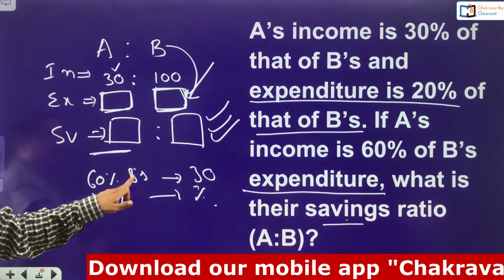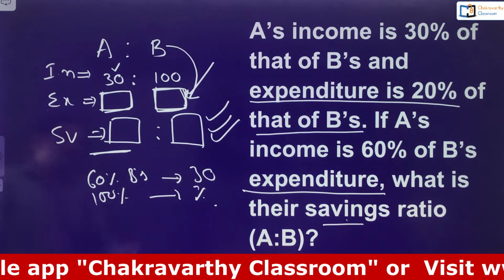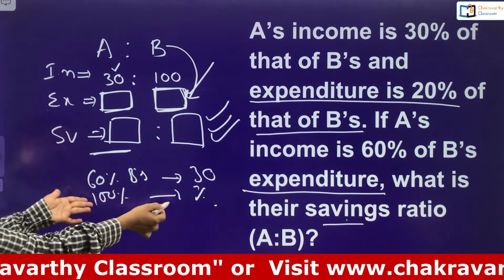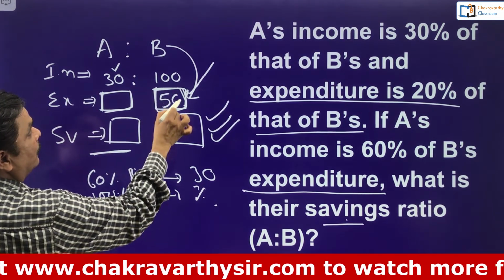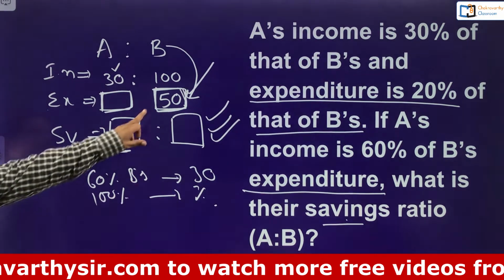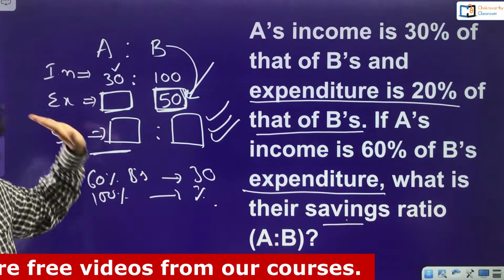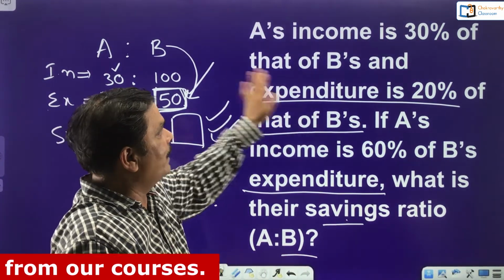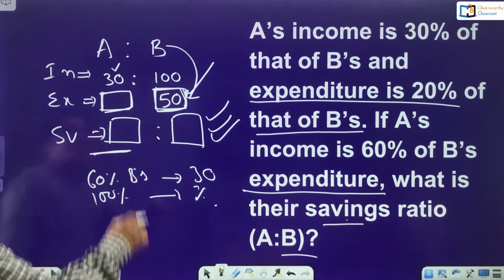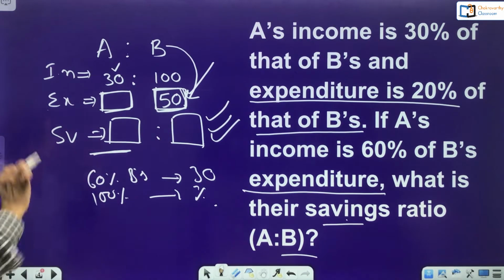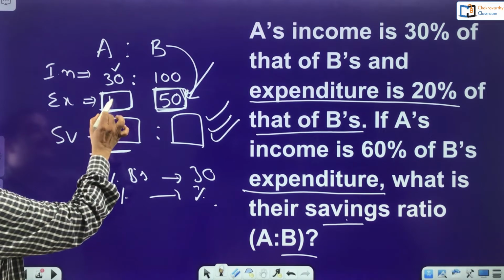Now, 60% of B's expenditure is this one, 30. Total expenditure 100%: 60 is to 30 means 100 is to what? That is divided by 2, that is 50. Okay, so now expenditure of B is 50, right? Once you get expenditure of B, finding out expenditure of A is not a problem, because clearly they have given that A's expenditure is 20% of that of B's. So now A's expenditure is 20% of 50. What is 20% of 50? 10 only. So now simply this is 10.